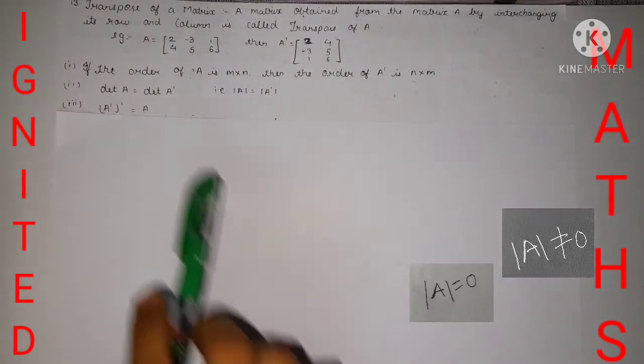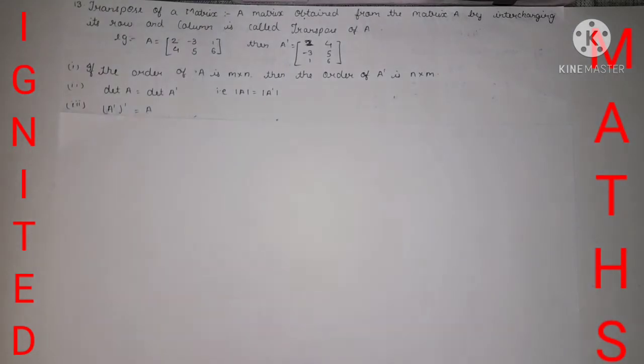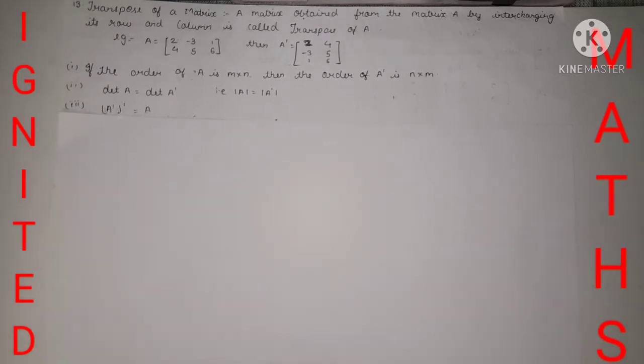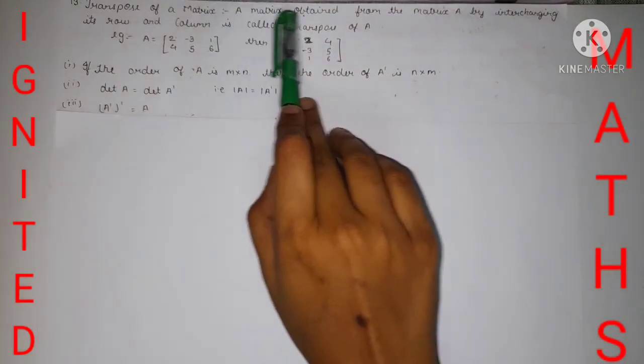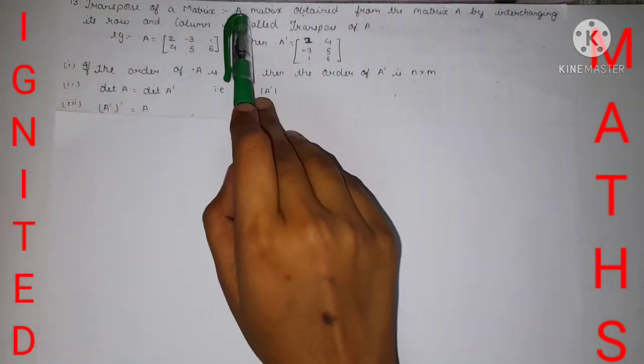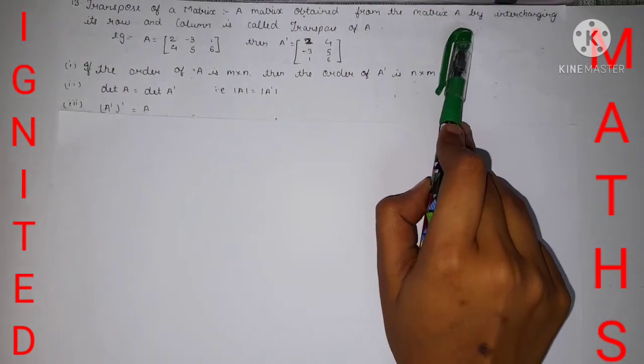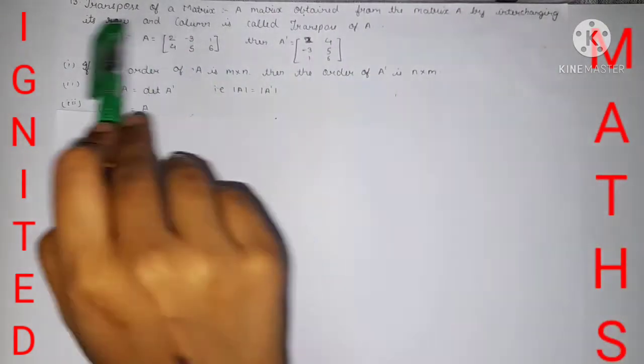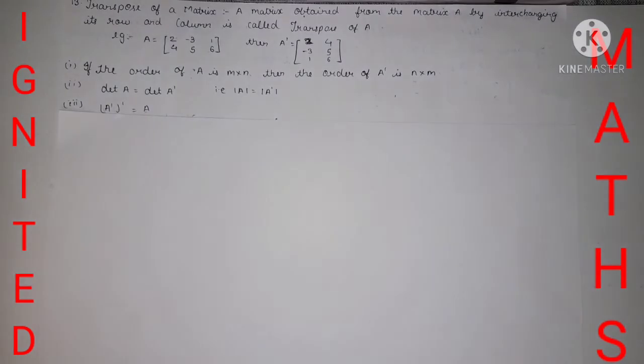Next is the transpose of a matrix. Whenever the word transpose comes, just remember it is nothing but an interchange. I'm going to read the explanation: a matrix obtained from a matrix A by interchanging its rows and columns is called the transpose of A. Here one matrix is given; when the rows are interchanged as columns and the columns as rows, it is called the transpose of a matrix.